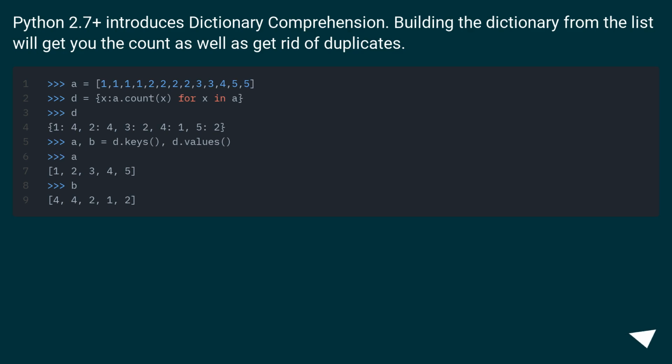Python 2.7 plus introduces dictionary comprehension. Building the dictionary from the list will get you the count as well as get rid of duplicates.